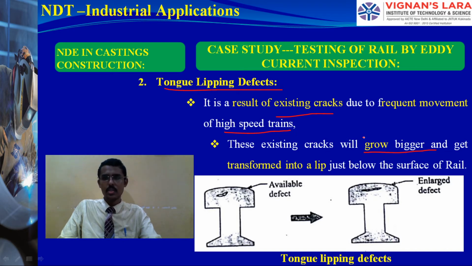It grows bigger and gets transferred into a lip formation on the surface of the rail. So here is the available defect. You see, this is the available defect in the left side image. At the same time, it becomes a tongue lipping defect. You see, it becomes enlarged due to vibrations and due to the high speed movement of trains. That is nothing but vibration.